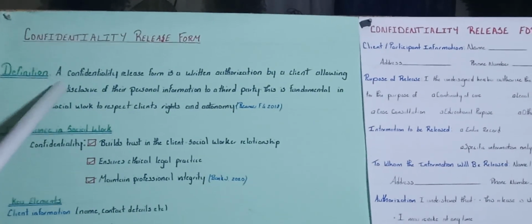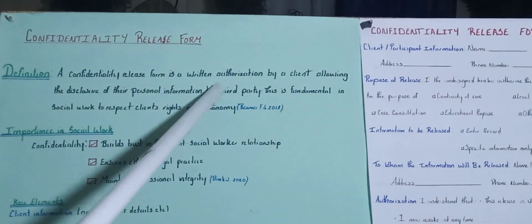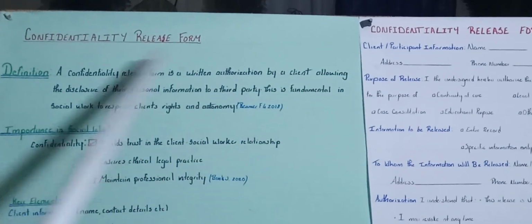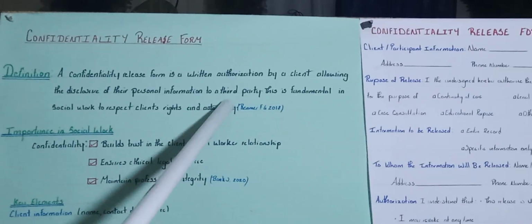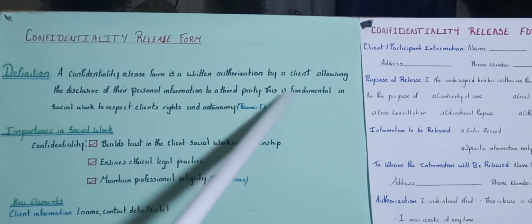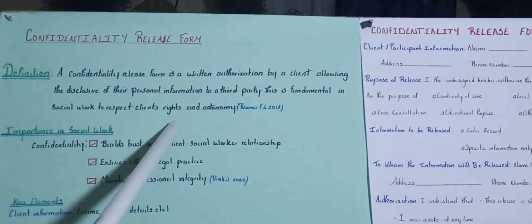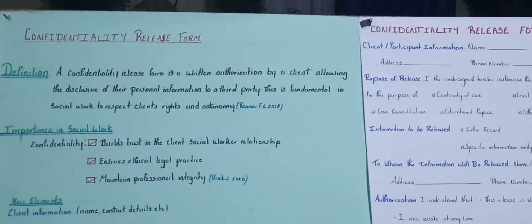And it says a confidentiality release form is a written authorization by a client allowing the disclosure of their personal information to a third party. This is fundamental in social work to respect clients' rights and autonomy. So what that is saying is that, let's say, for example, the social worker is working with a client.